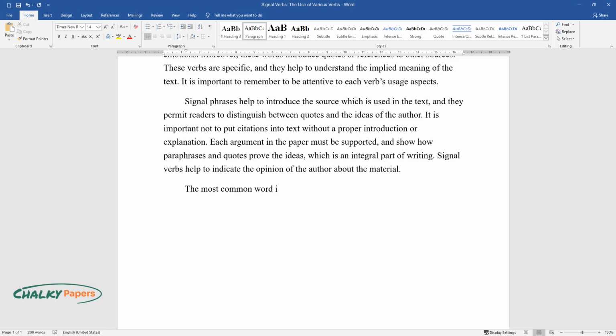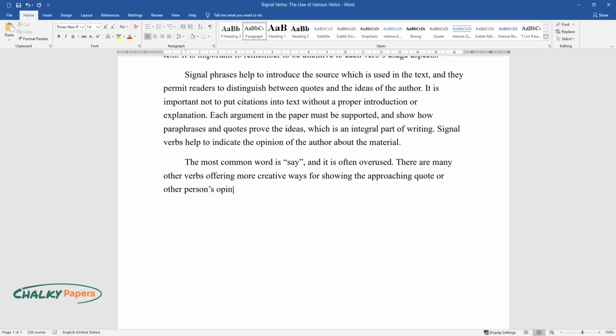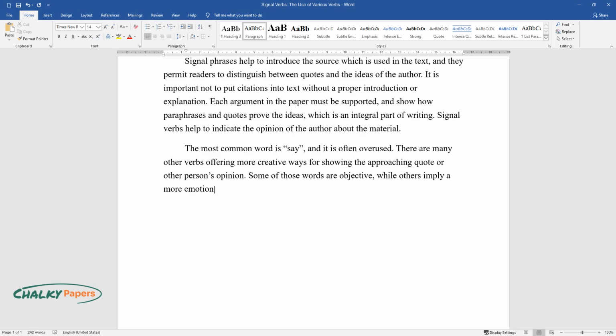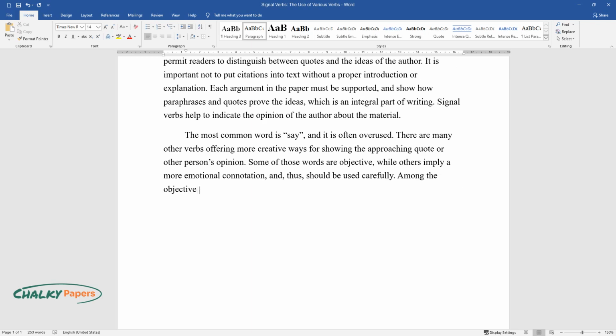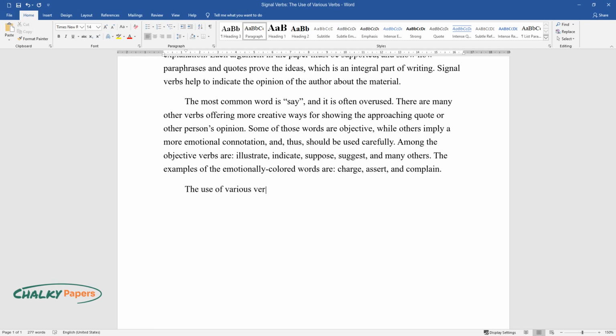The most common word is say, and it is often overused. There are many other verbs offering more creative ways of showing the approaching quote or another person's opinion. Some of those words are objective, while others imply a more emotional connotation and, thus, should be used carefully. Among the objective verbs are illustrate, indicate, suppose, suggest, and many others. The examples of the emotionally colored words are charge, assert, and complain. The use of various verbs allows avoiding being monotonous.